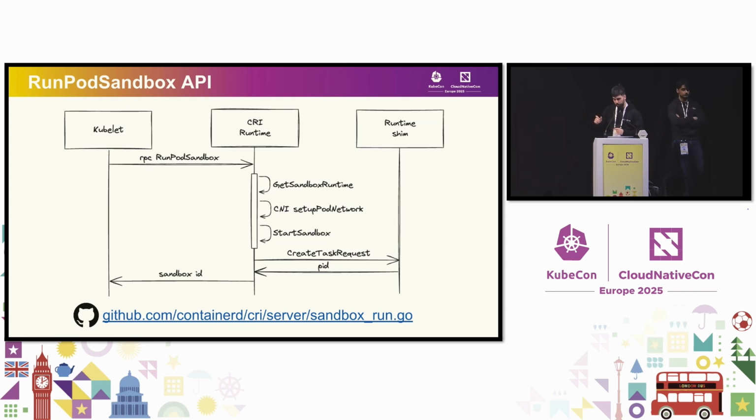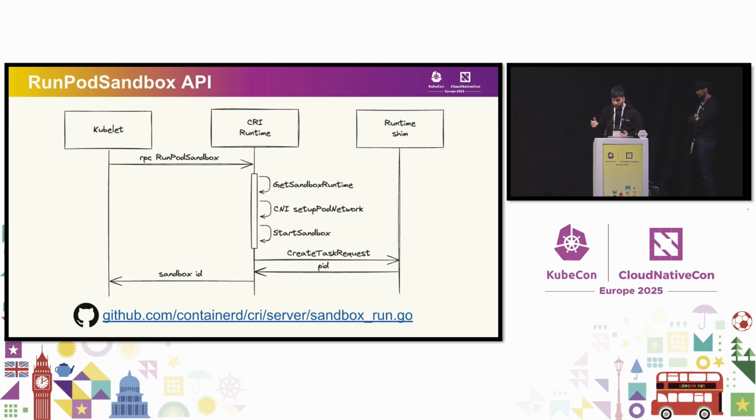It will send this request to the CRI runtime. The CRI runtime first will get the sandbox runtime. This is what we specify in the runtime class name. So we are going to get the runtime shim that will handle the creation of this request. By default, it's runc in containerd. In our case, it's going to be the Ollama shim, a component that we are building for this.